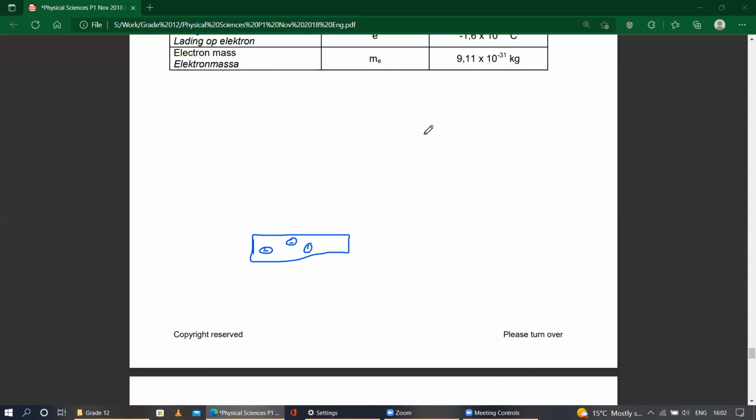So with the photoelectric effect, you're gonna have a metal like this, as janky as it may be. This metal is basically our element. It's an element. So you're gonna have an element.